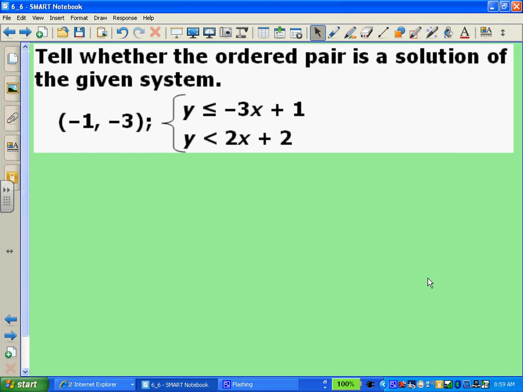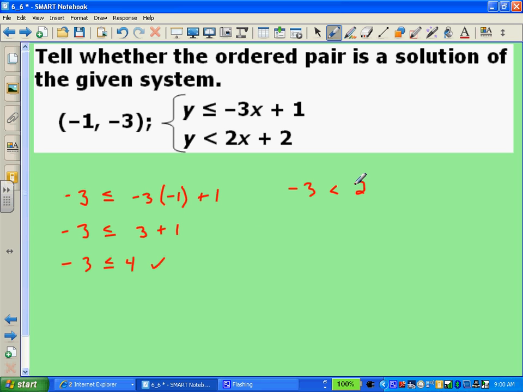So we start out with kind of the easy stuff, same place we started out before, with an ordered pair, and we want to know, is this a solution to the system? And all we have to do is plug x and y into both inequalities and see if it makes them true. So let's do that here. We'd have -3 less than or equal to -3 times -1 plus 1. So -3 less than or equal to 3 plus 1, -3 less than or equal to 4. And that is true. Now let's try the second one.